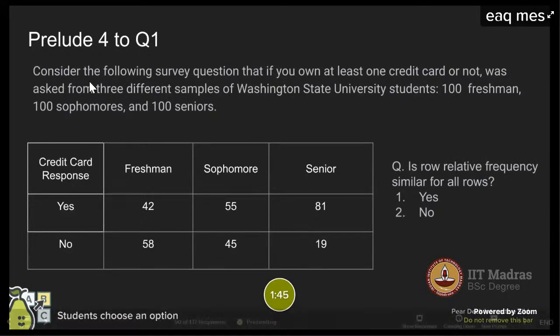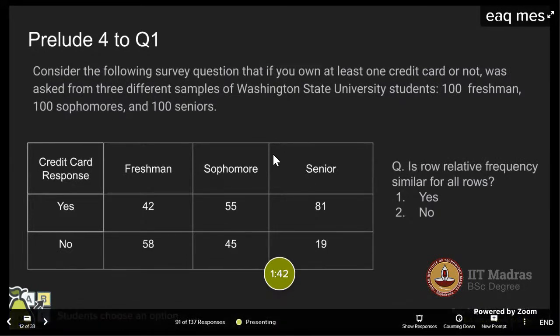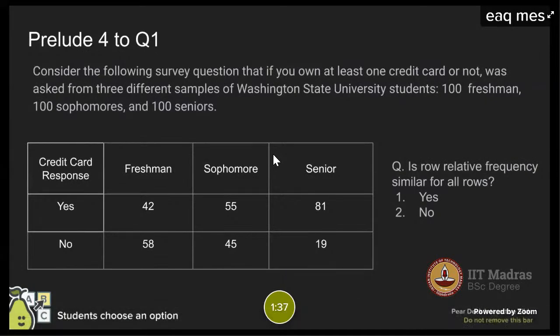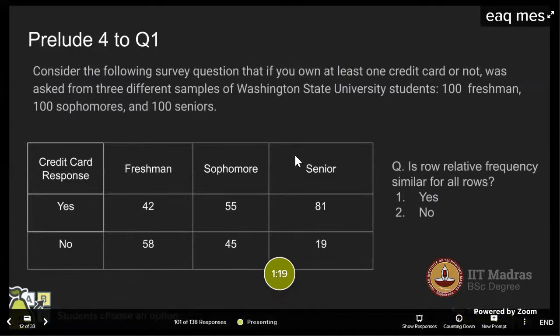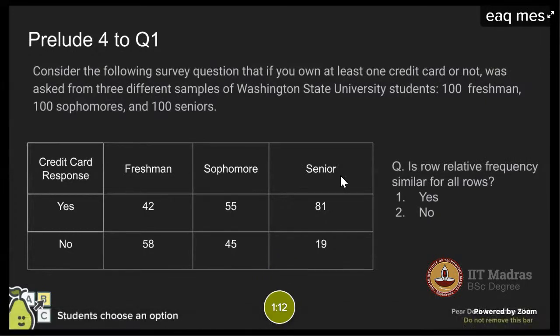Sir, actually, can we manipulate this frequency table with freshmen, sophomores, seniors in rows, and credit card yes or no in columns? Yeah, you can do that. It's the same thing. But the row relative frequencies are according to this structure only, not that structure. Even though you will get the same answer. Yes, sir, I am getting the same.